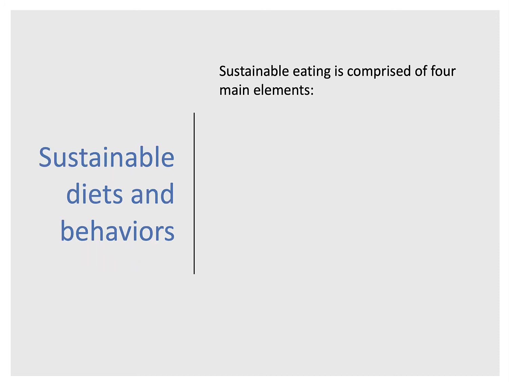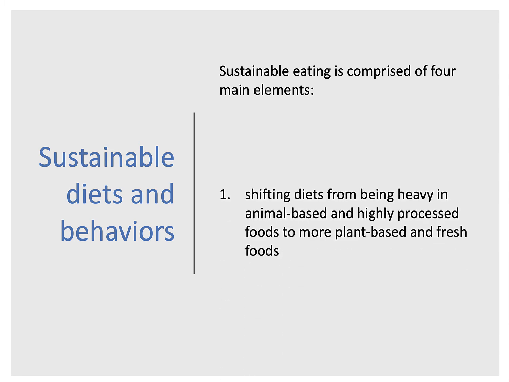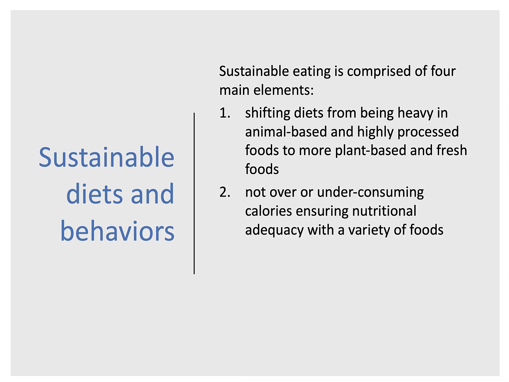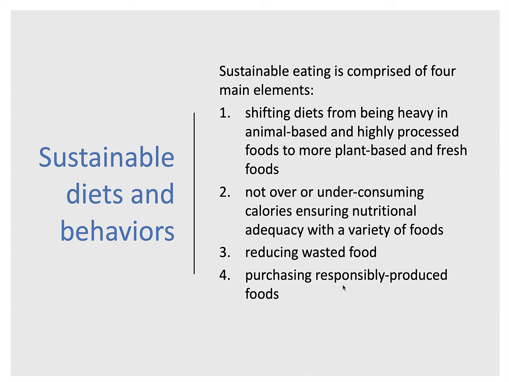Sustainable eating is comprised of four main elements. Shifting diets away from heavy animal-based or highly processed foods to more plant-based and fresh. Not over or under consuming calories. Reducing food waste. Purchasing responsibly produced foods.